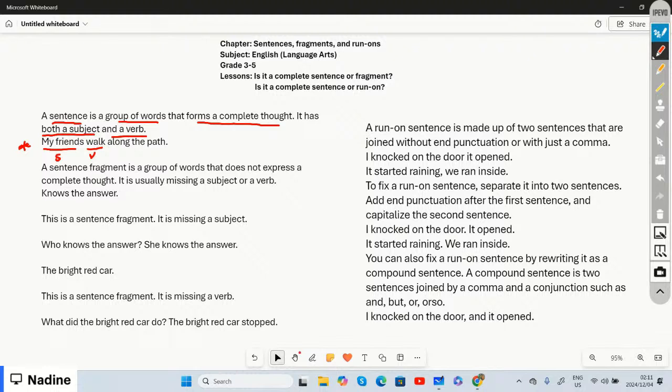And then once again, a sentence is a group of words that forms a complete thought. And it has both a subject, the person or thing that we are talking about, and a verb, which is the action that the person or thing is doing.